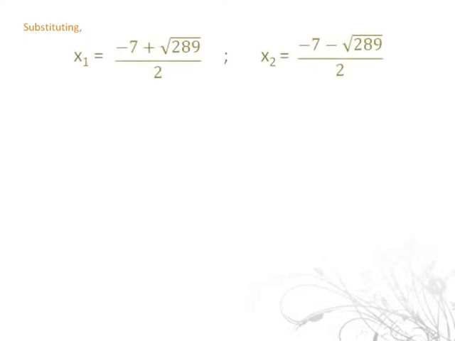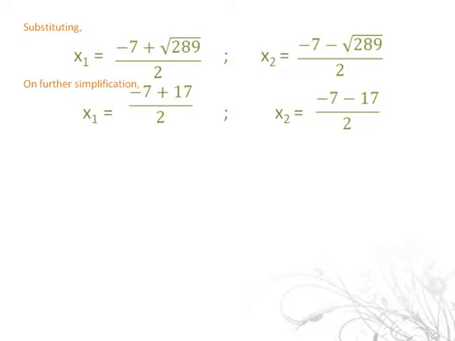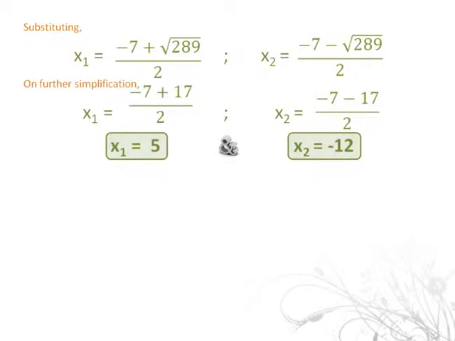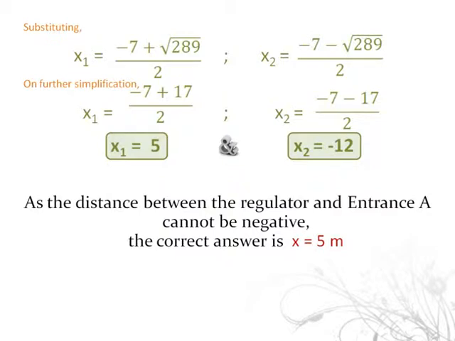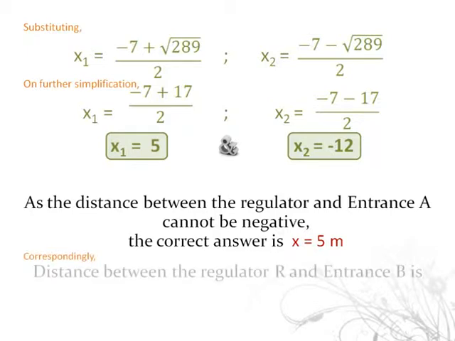On substituting the values of a, b and c in the quadratic formula, we obtain x1, the first root, as minus 7 plus under root 289 by 2, and the second root x2 as minus 7 minus under root 289 by 2. As you know, under root 289 is nothing but 17. So this can be simplified as follows. On further simplification, we get x1 as minus 7 plus 17 by 2 and x2 as minus 7 minus 17 by 2, which yields x1 as 5 and x2 as minus 12. So the first root is 5 and the second root is minus 12.